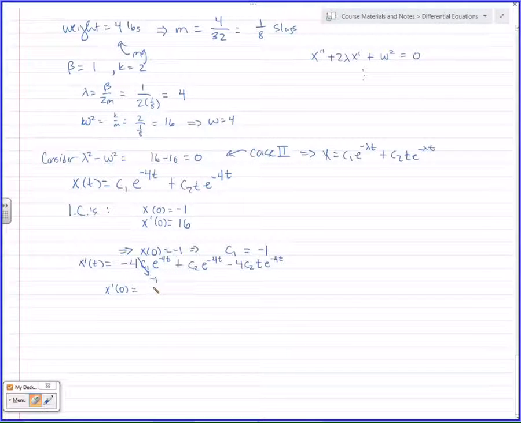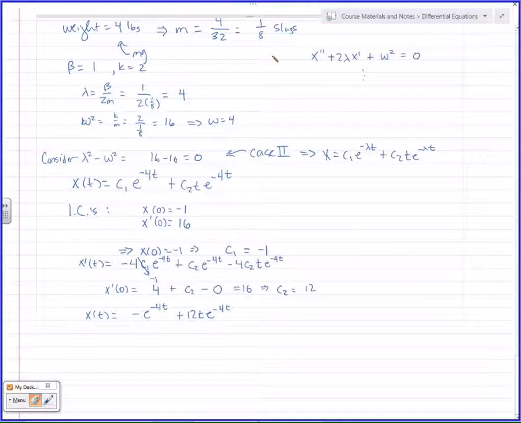So that gives me a +4 from here. -4 times -1 times 1, plus C2 minus 0 equals 16, so C2 is 12. So my final answer is negative e to the -4t plus 12t e to the -4t. Then you got to use that to answer the questions they provided.